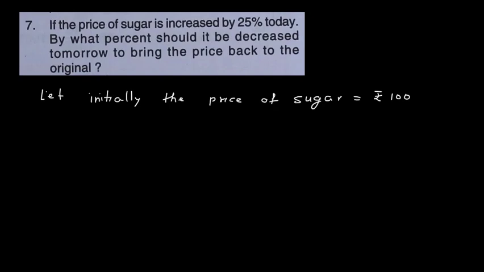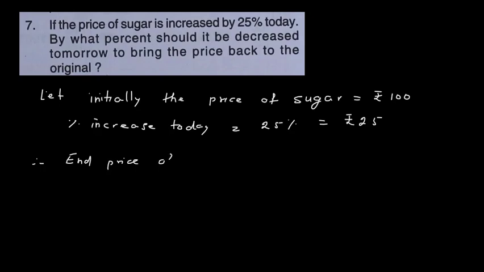Now it increased by 25% today. So the percentage increase today is 25%, and this 25% will be equal to 25 rupees. Therefore the end price of sugar today is rupees 125.